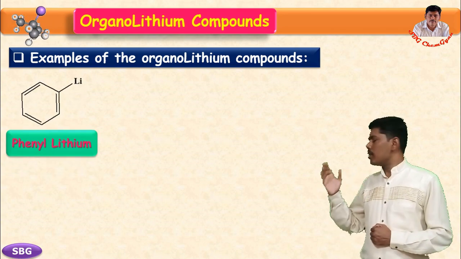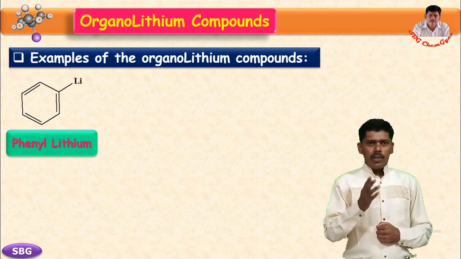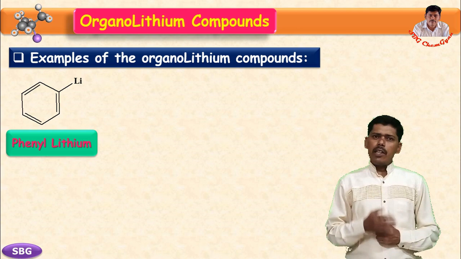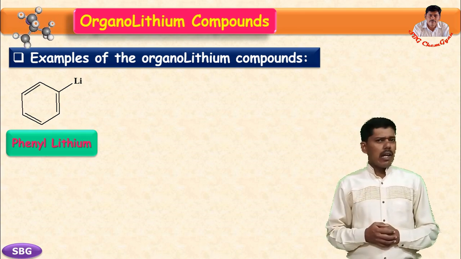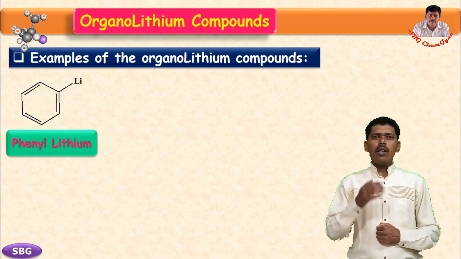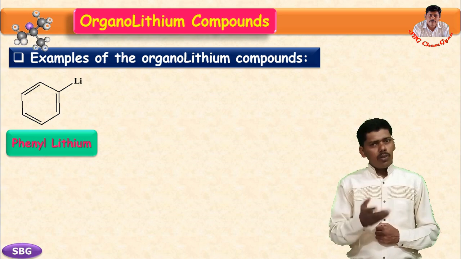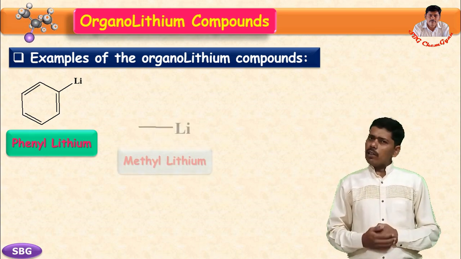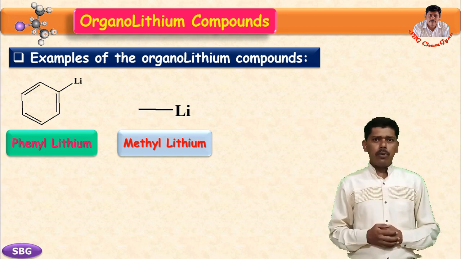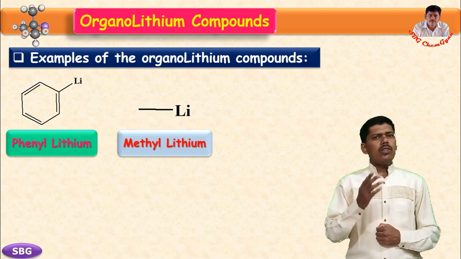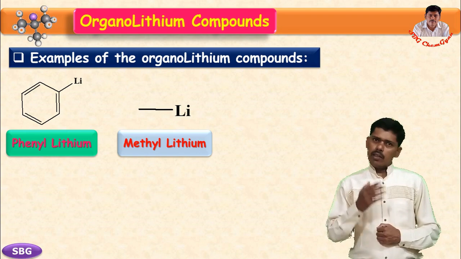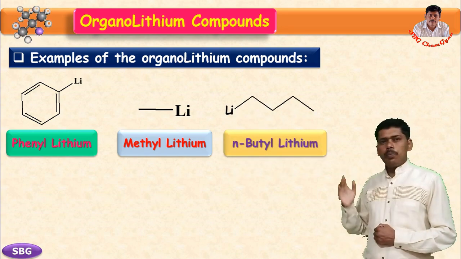The first example is phenyllithium or lithiobenzene, which is an organometallic reagent. It is most commonly used as a metalating agent in organic synthesis and as a substitute for Grignard reagents for introducing phenyl groups. The next example is methyllithium. It is a highly reactive organometallic compound which we can use as a base as well as a nucleophile in organic synthesis. The next example is butyllithium.